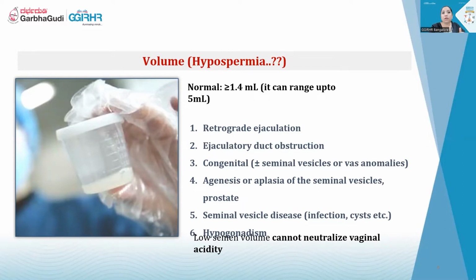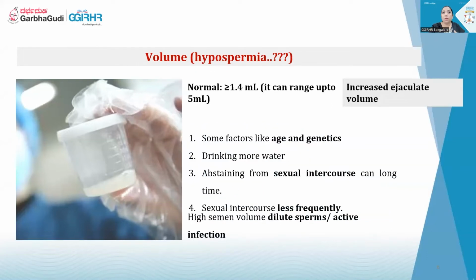And if we have low semen volume, the indication is that it may not be able to neutralize the vaginal acidity. So if the volume is too low, less than 1.4, that is termed as hypospermia. Now coming to hyperspermia, the volume would be a little more, more than 5 ml. If there is an increase in the ejaculate volume, it may be due to factors like age or genetics, or maybe the person has had more water, or even the sexual abstinence days. Even a long abstinence period can actually increase the volume.